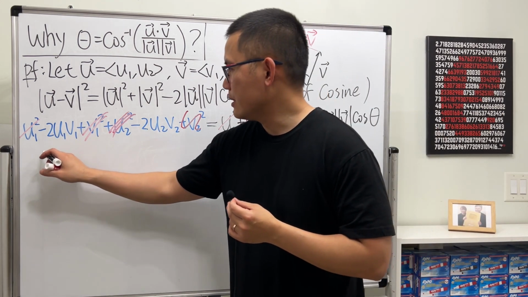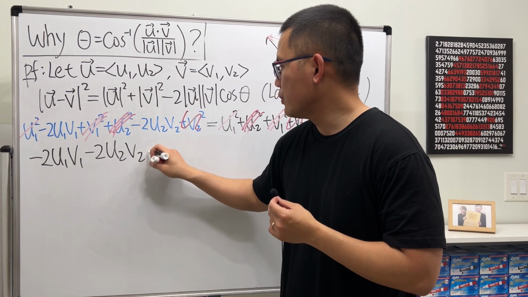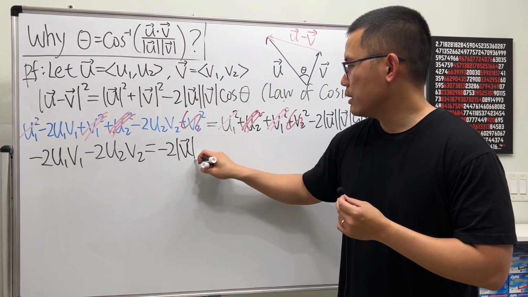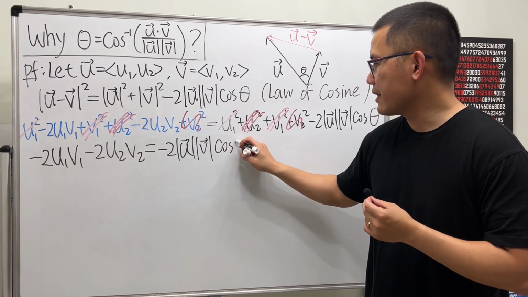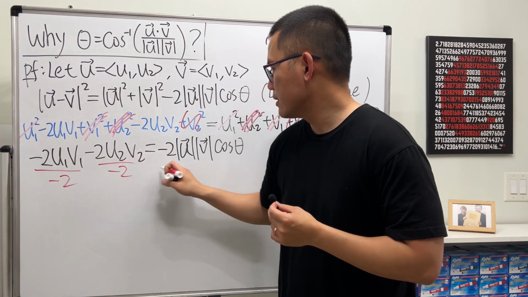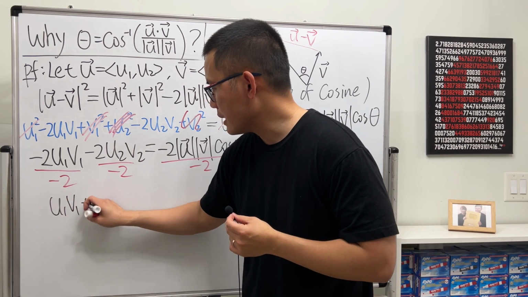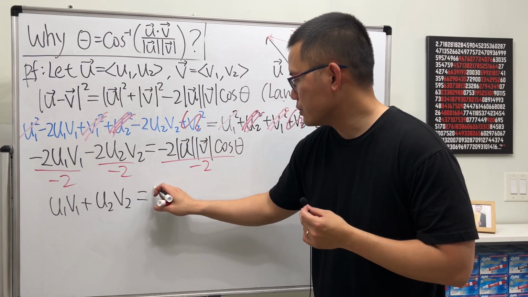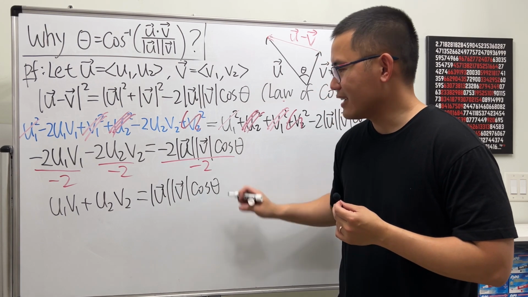Let me just write this down again. So this right here is negative 2 u1 v1 minus 2 u2 v2 equals just this now. Negative 2 magnitude of u times the magnitude of v times cosine theta. And of course, we can divide everybody by negative 2. So we just have u1 times v1 plus u2 times v2, and that is equal to this part, which is the magnitude of u times the magnitude of v times cosine theta.